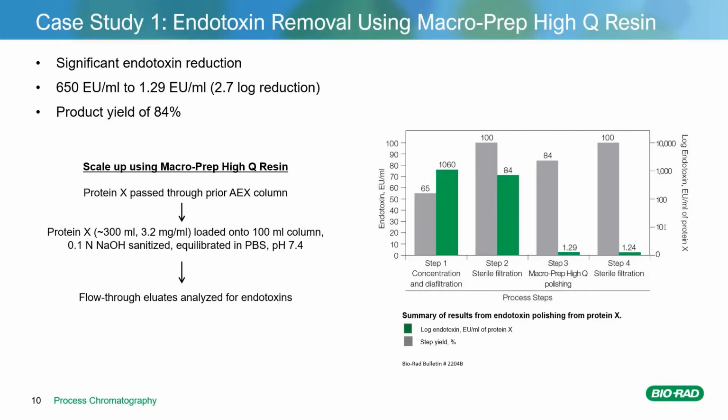MacroPrep High-Q was then scaled up to process the remaining contaminated protein X material, resulting in an almost 3 log reduction of endotoxins with a step yield of greater than 99%. MacroPrep High-Q's high ligand density, macroporous structure, and possibly slight repulsion of lipid A from the surface of the bead due to the bead's slight hydrophobicity may have enhanced endotoxin binding to this resin and separation from the protein.